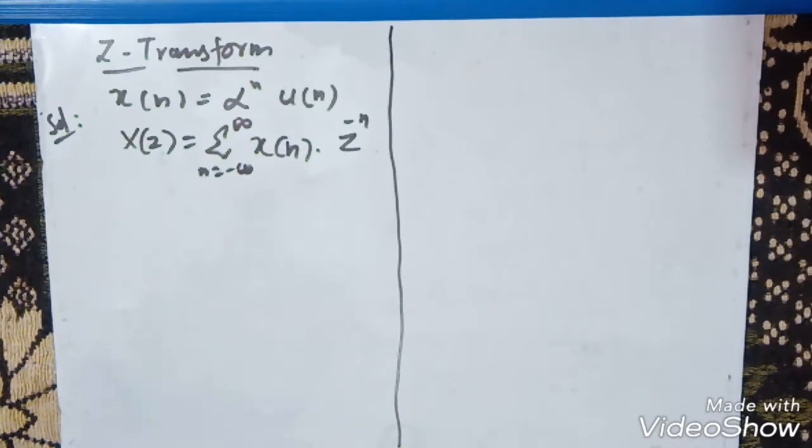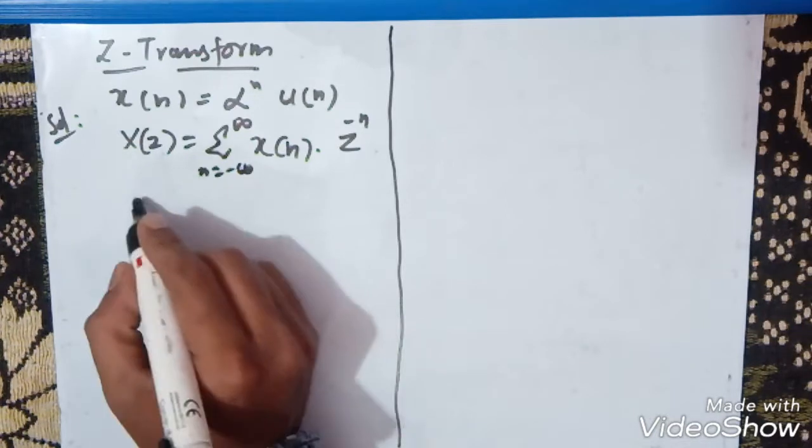The set of z for which the sum converges, where it converges, that is called the region of convergence. The range of r for which this condition is satisfied is called ROC. That we are going to draw in this problem.